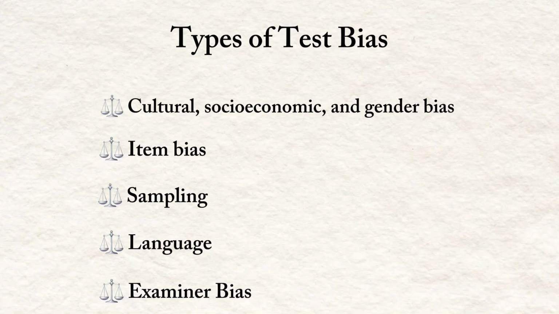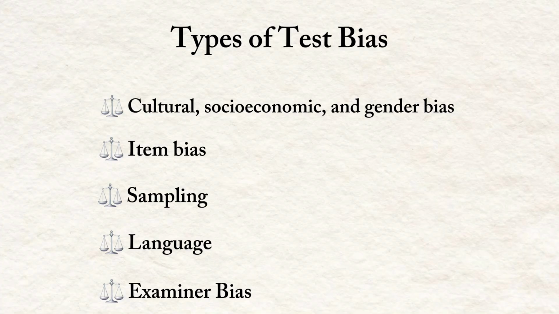There are many types of testing bias, and a testing instrument only needs to have one to be considered biased and therefore invalid. Among these types of possible test bias are cultural, socioeconomic, and gender bias, item bias, construct bias, sampling, language bias, and examiner bias.